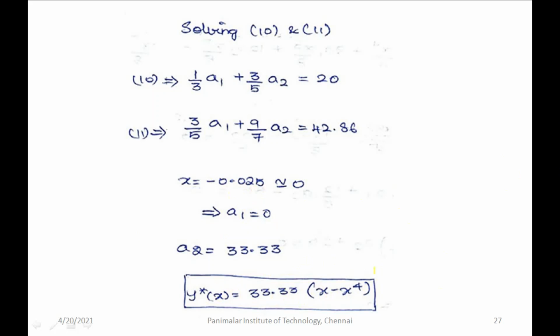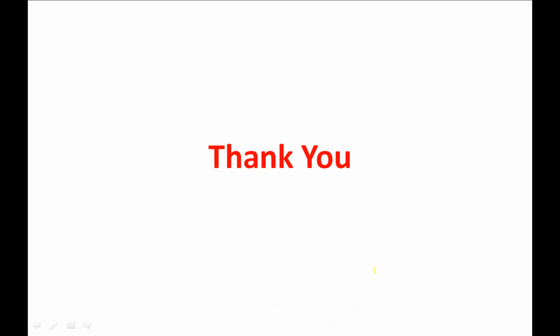So now as I told you, if you want to write this a1, if you consider the a1 value is minus 0.025, then your expression will be y star of x equal to minus 0.025 multiplied by x minus x square plus 33.33 x minus x to the power 4. So this is the procedure we have to follow. So with that we are closing the weighted residual method.